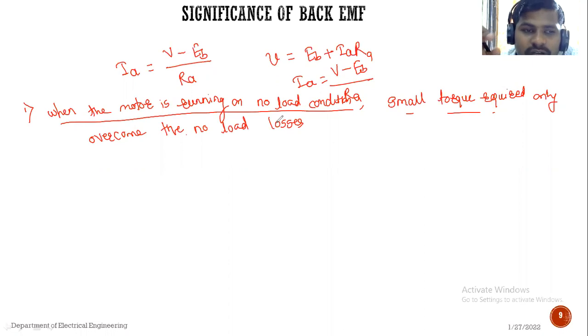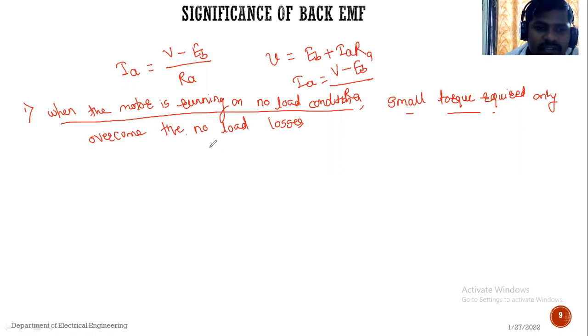So torque requirement is less, so meaning of that current taken from the supply is also less, right? बरोबर ना? Current taken from the supply is also small, and hence the back EMF of the motor is nearly equal to supply voltage.